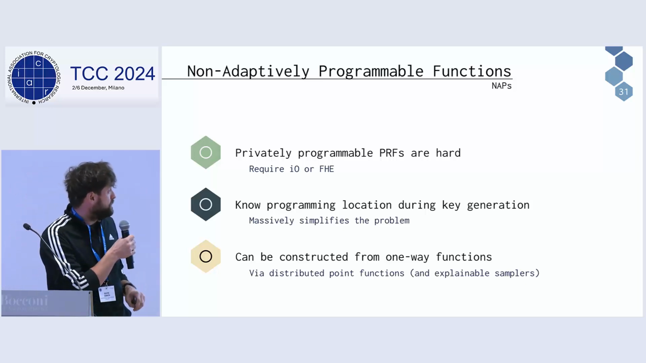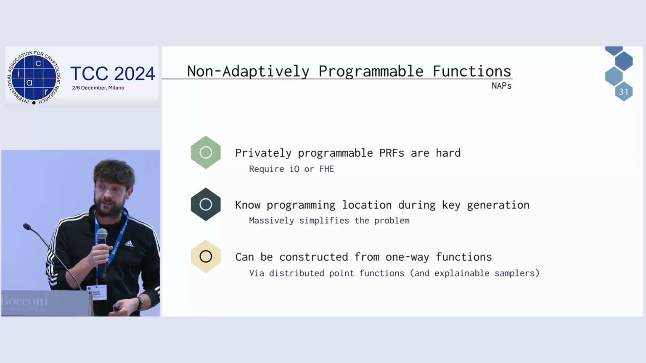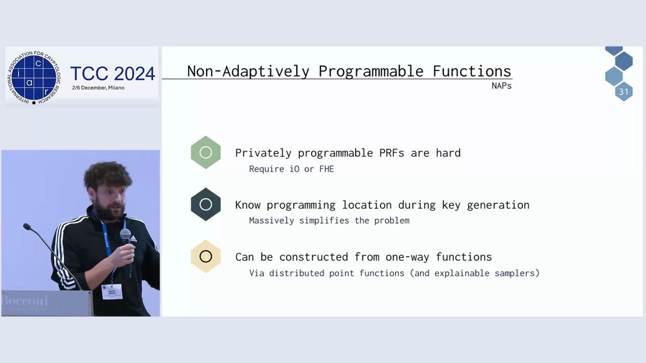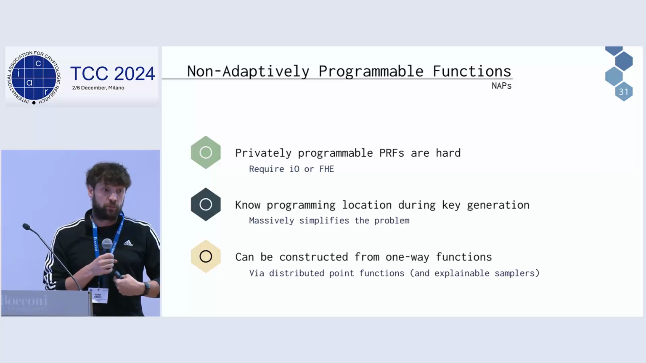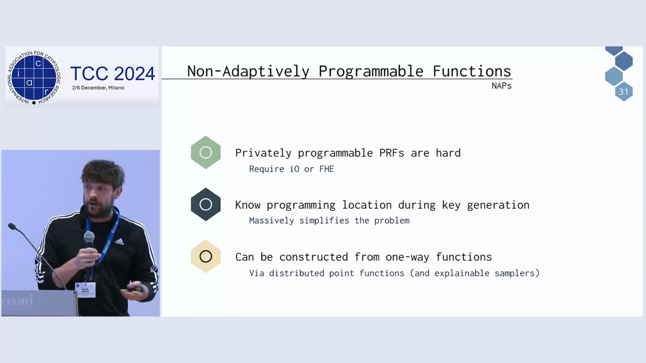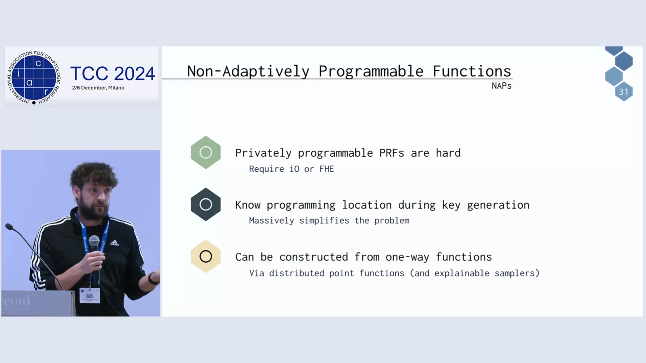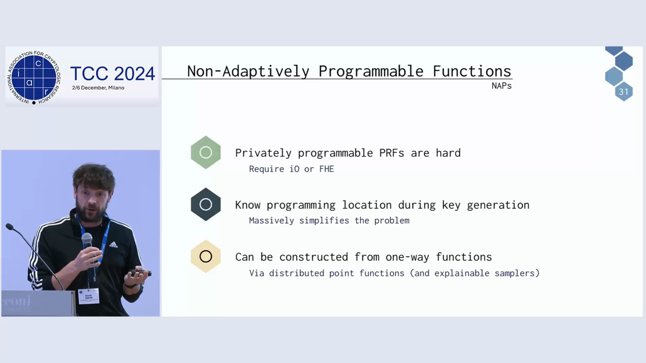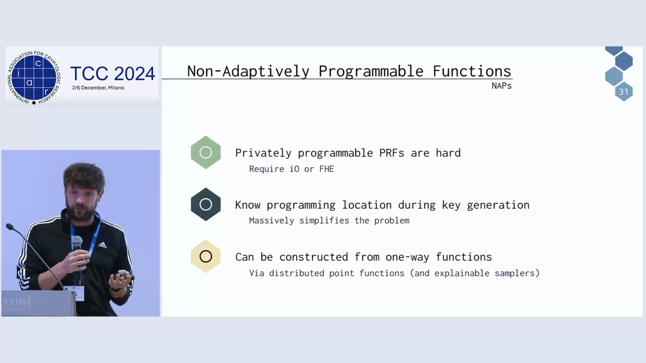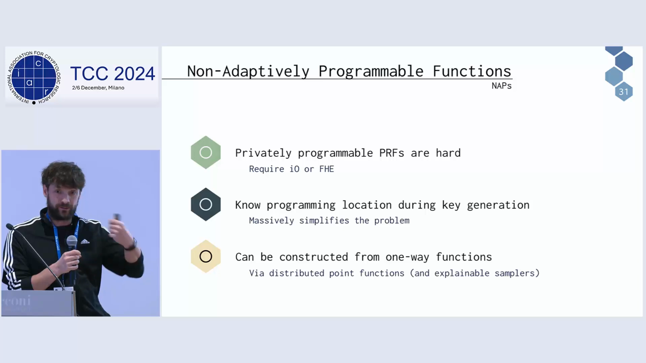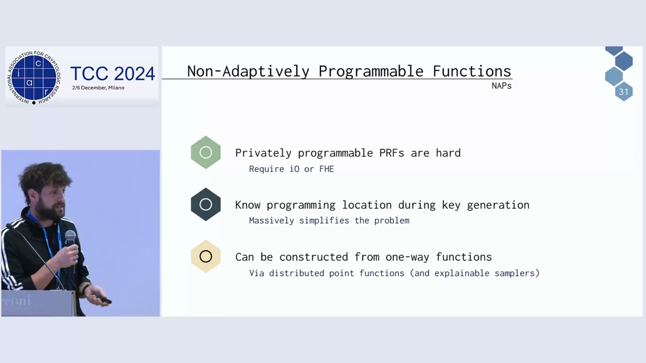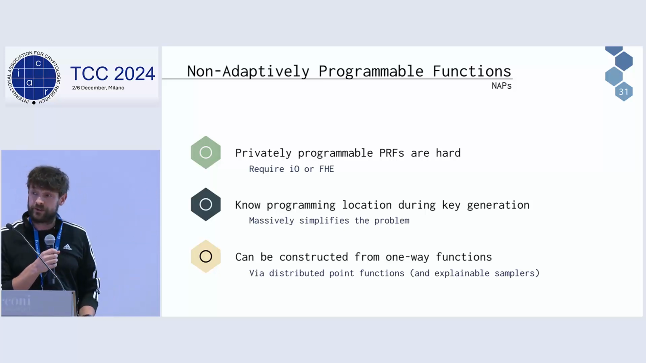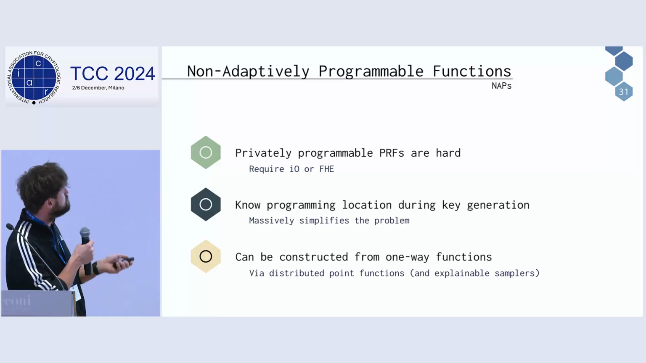Another thing that I won't be able to mention here is that these explainable samplers are needed because the functions that you construct this way produce functions that output, let's say, uniformly random bits. But if you look at Sigma protocols, you don't need bits. You, for example, need uniformly random graphs or some other objects. So you need to make sure that they come from the right distribution, and that when you reprogram the function, you also reprogram in the right way. That's where the explainable samplers come in. You put them on top of the NAPs, and then you get the thing that you need.